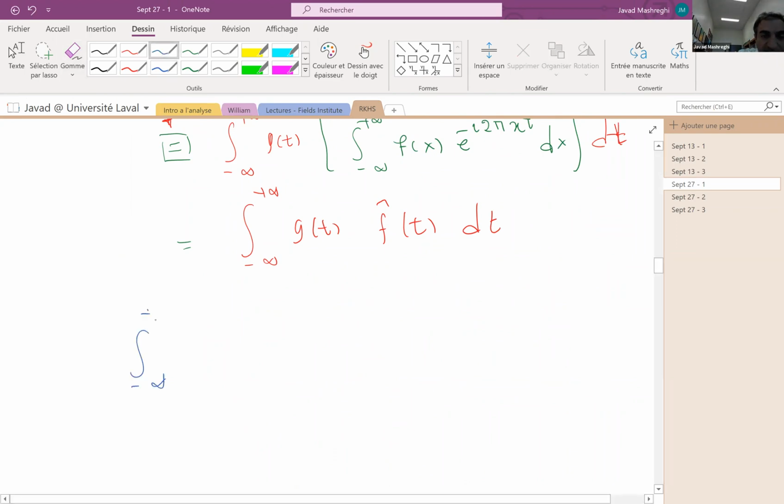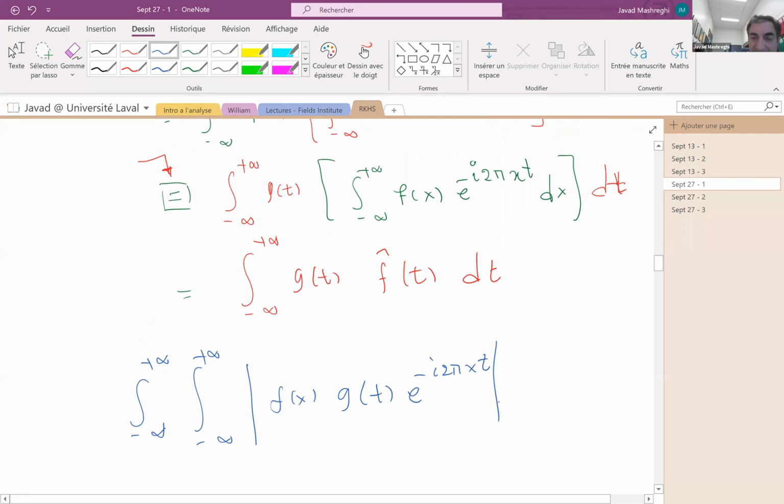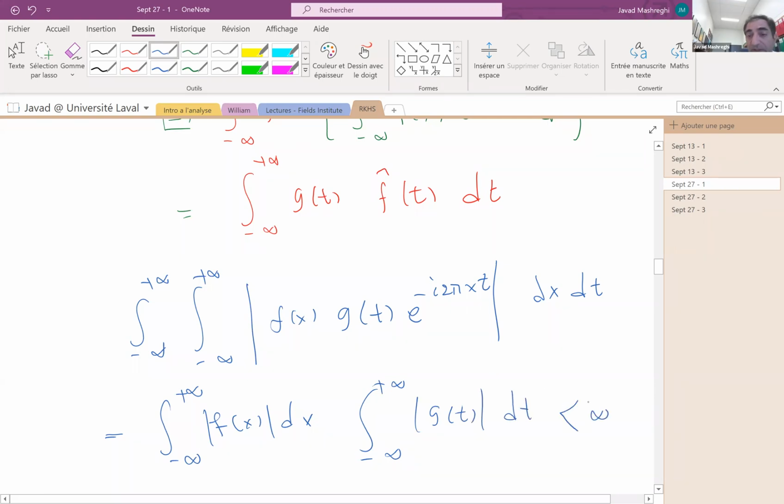Integral from minus infinity to plus infinity, again minus infinity to plus infinity, of the absolute value of f(x) g(t) e^{-i2πxt}. That's our function, which is a function of x and t, dx dt. Everything is positive. Tonelli's theorem tells us that this is equal to the integral of |f(x)| dx times the integral of |g(t)| dt, which is finite.